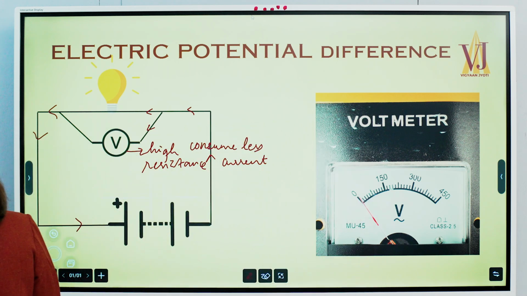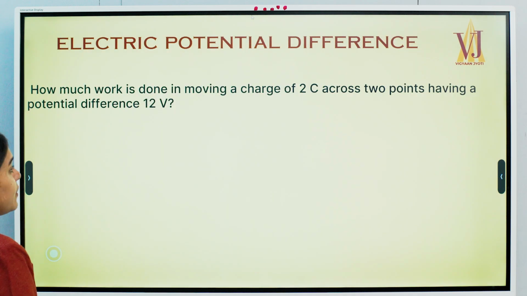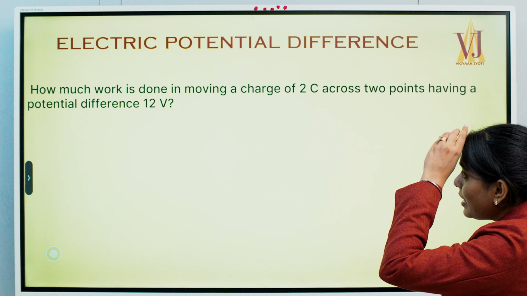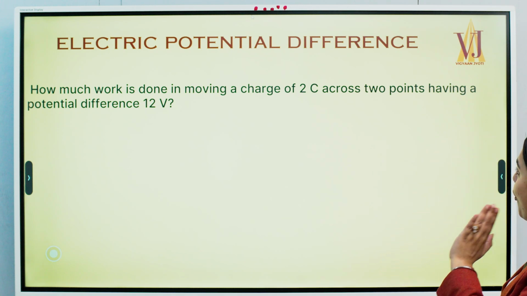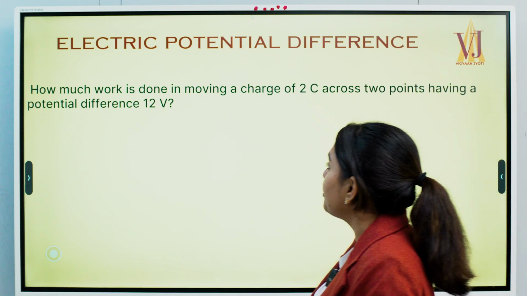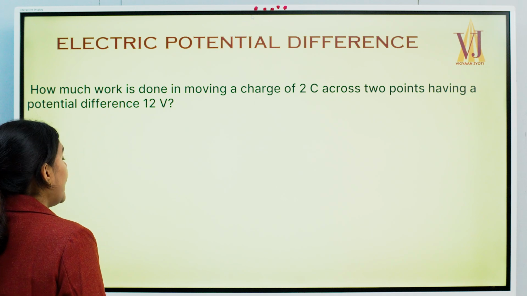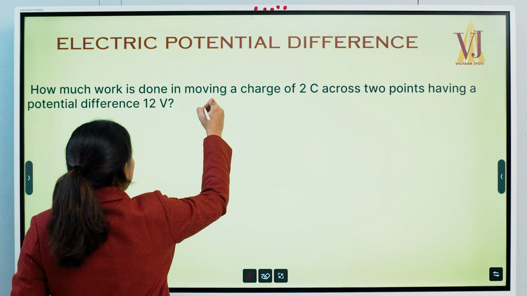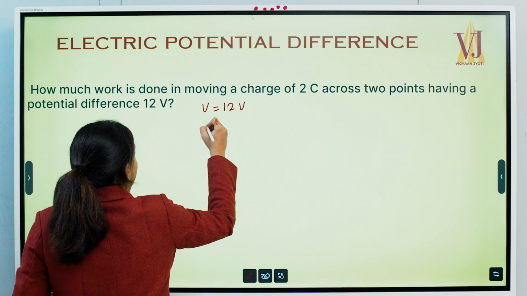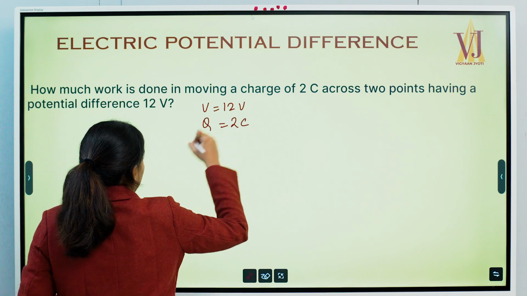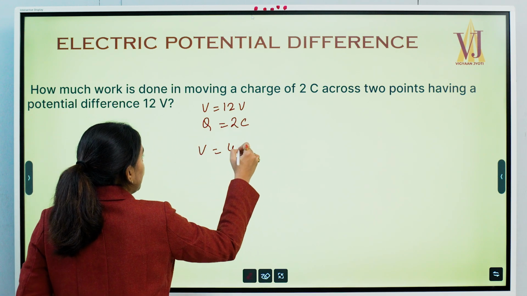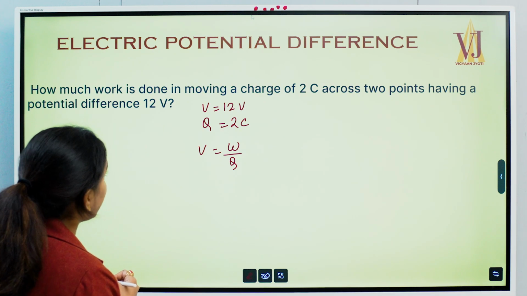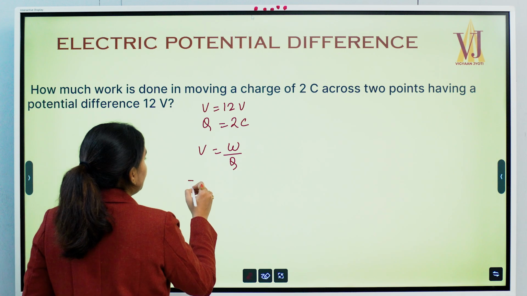Okay, next we will come to the numericals. Electric potential difference. How much work is done in moving a charge of 2 coulomb across 2 points having a potential difference of 12 volt? Now let's see. That means we have V as 12 volt and charge as 2 coulomb. Now we know that V is equal to W by Q. What are they asking? They are asking how much work is done in moving a charge, so we need to find W.